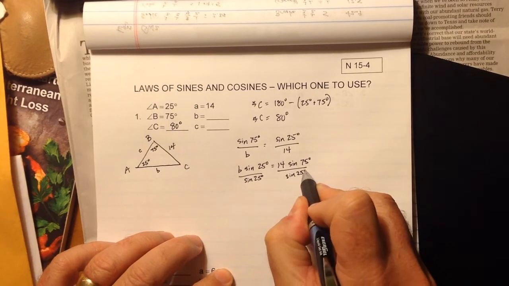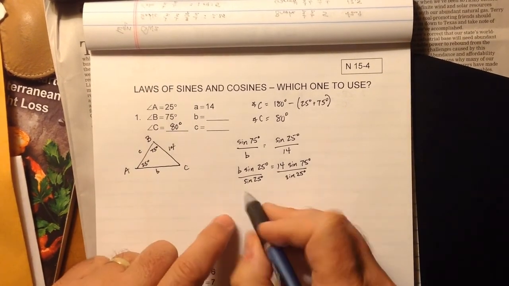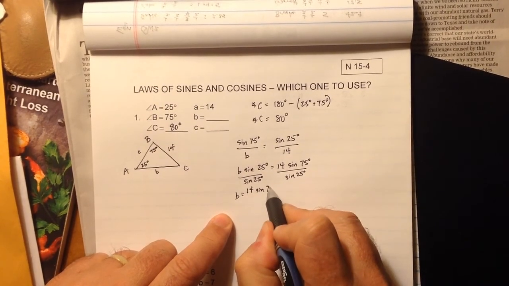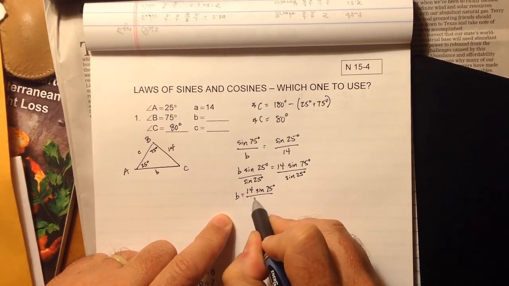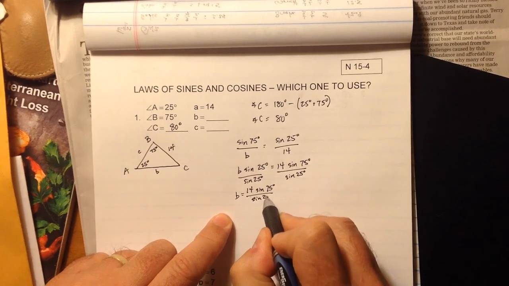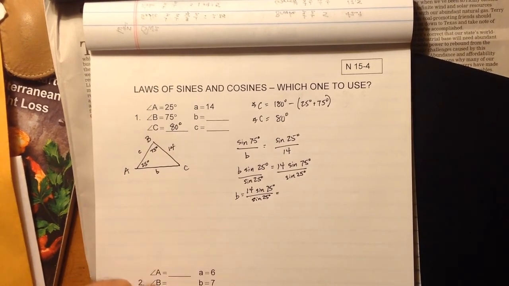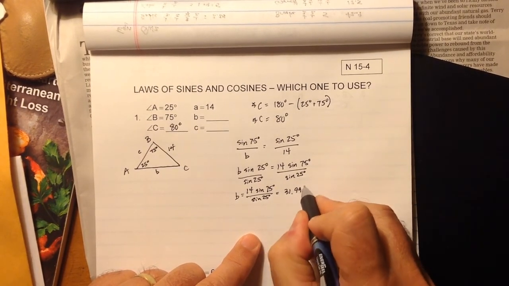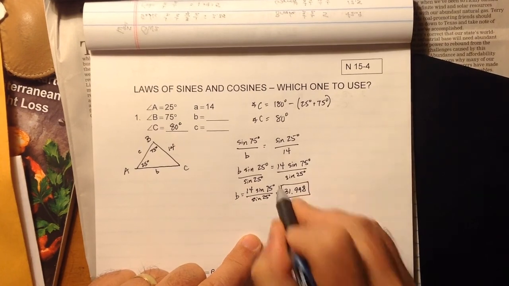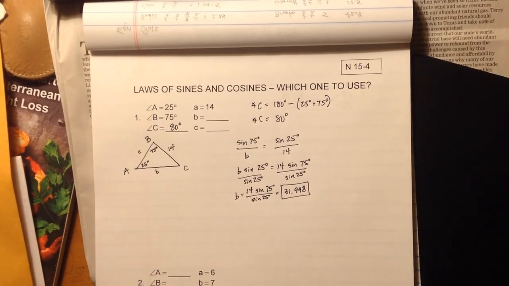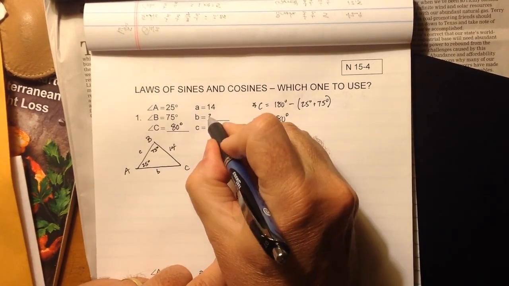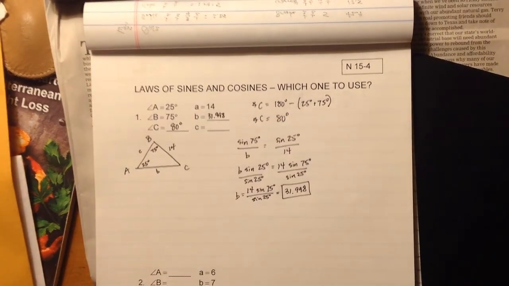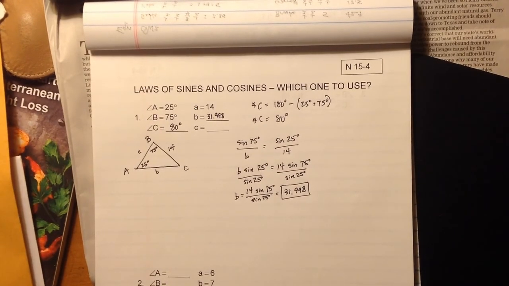Make sure your calculator again is in degree mode. And b is equal to 14 sine 75 degrees divided by sine 25 degrees. And also be sure you're rounding to 3 decimals on these lengths. And this is going to be 31.998. I know that's very close to 32, but resist putting 32. It is 31.998. If you put 32 on homework on a problem like this, you will lose points. Okay? Let's find c now.